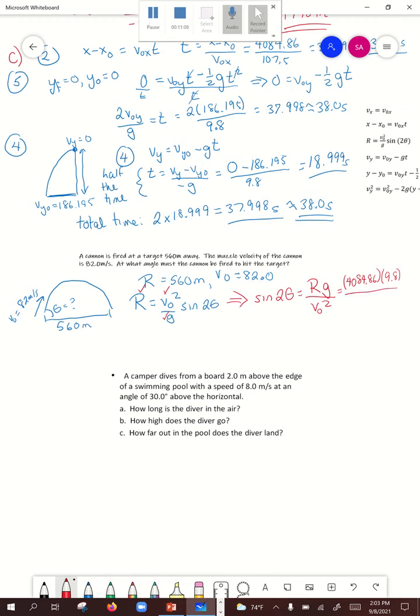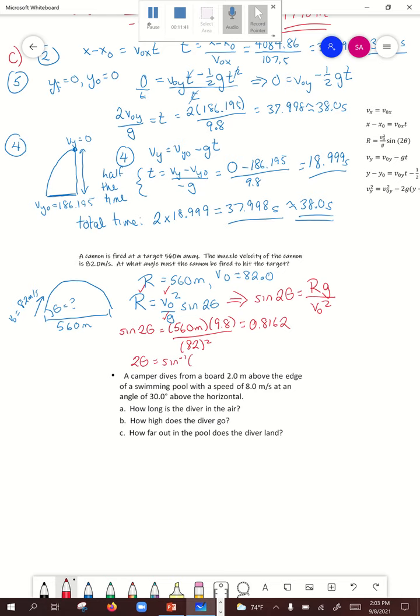Oops, sorry, I used my number from the last problem. The range for this one, let me do it down here. So sine of 2 theta is equal to the range from this problem, 560 meters, times G, which is 9.8, over V0 squared, which is 82 squared, and I get 0.8162.